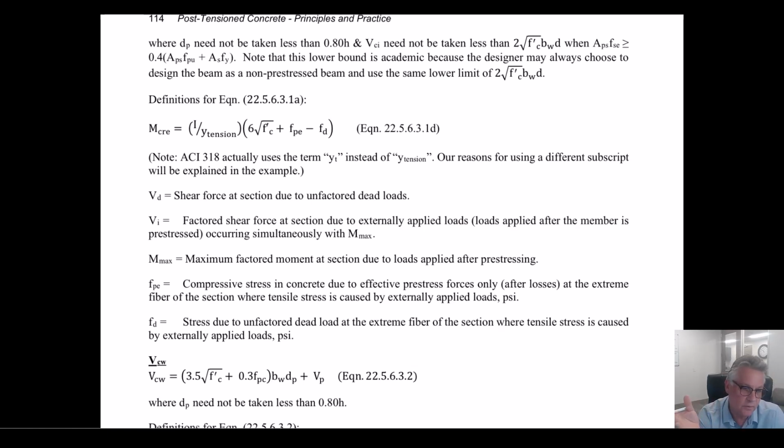The answer is these beams were built in a shop somewhere by a precaster, provided to the university who ran these tests. So the dead load was already in there, the weight of the beam itself, before they started the test, and the pre-stressing was already there. So their tests only included the load from that point forward. So that's how these equations got written.